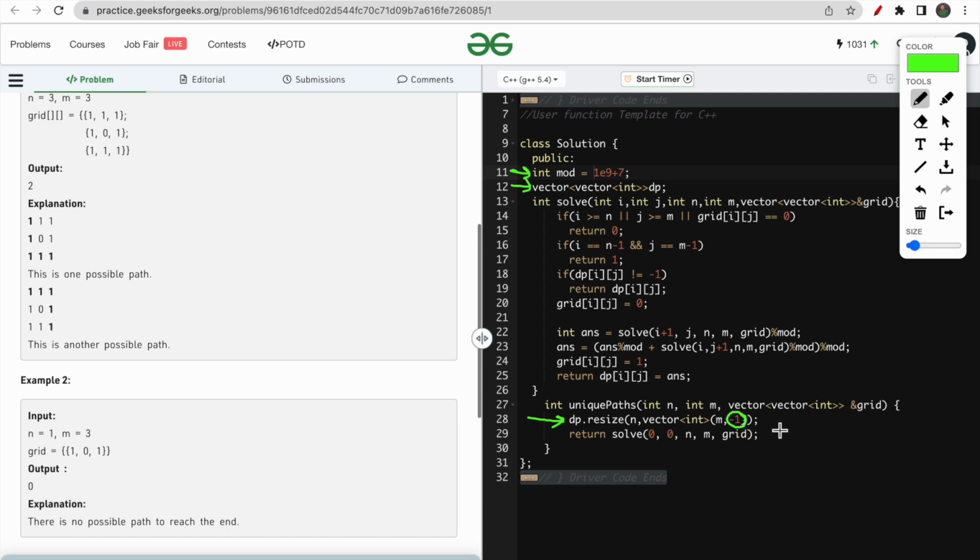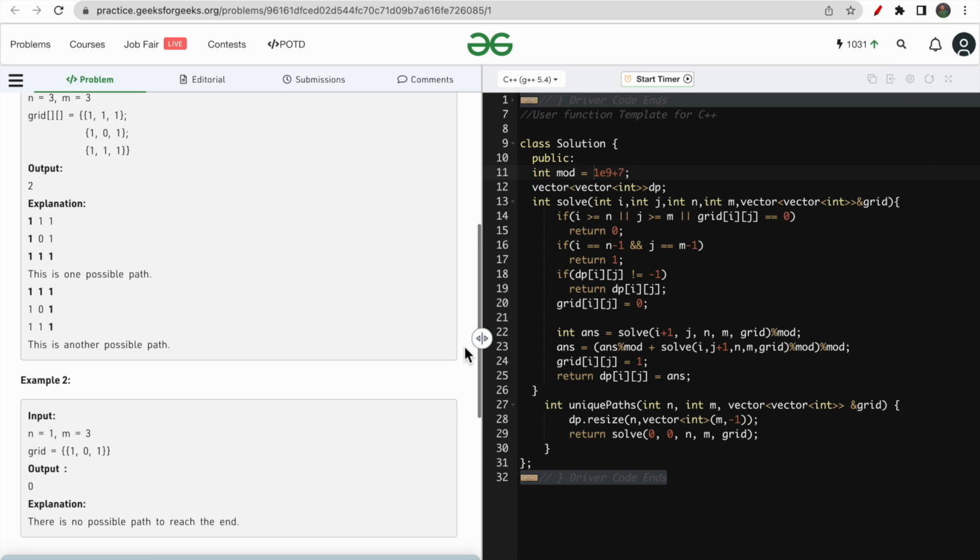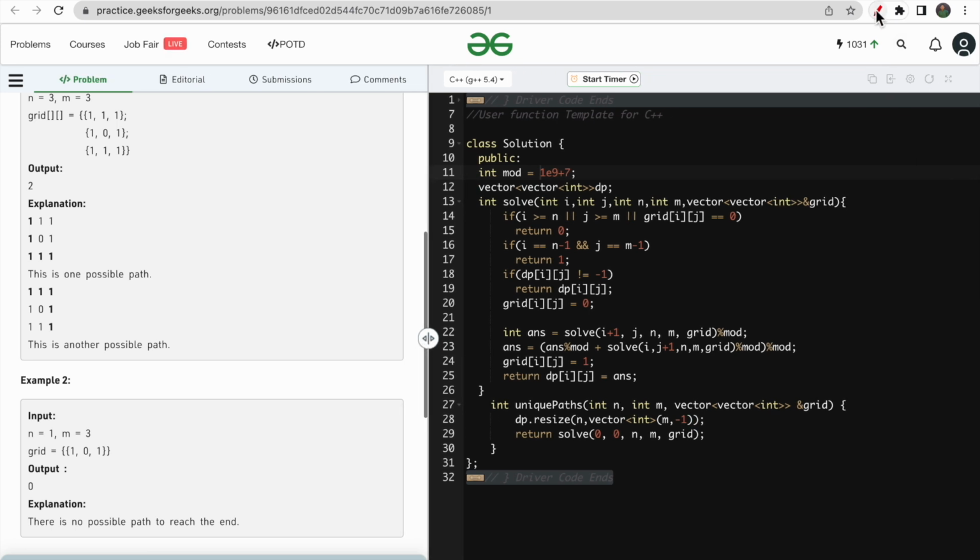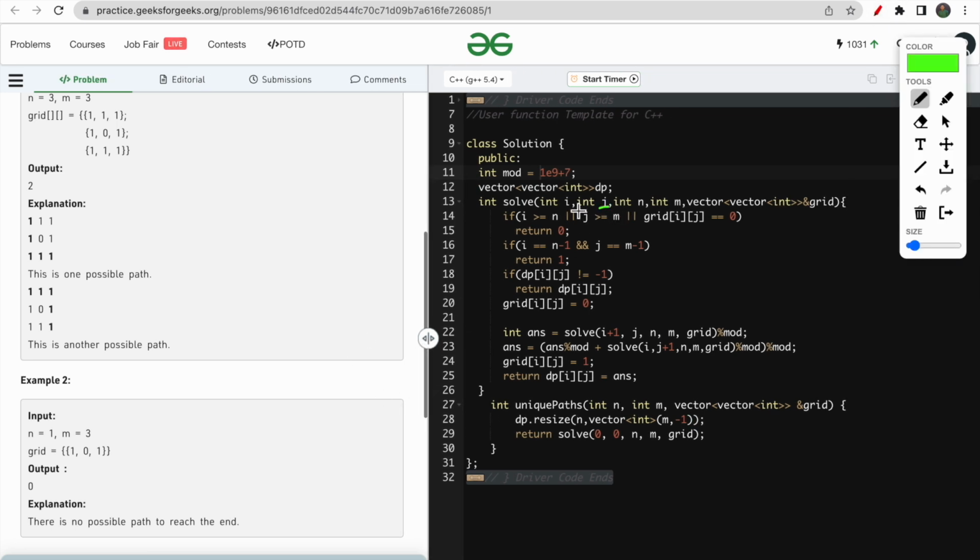-1 means not visited, or we don't have any value for that particular cell, and we then called the solve function. In this solve function we passed the two indices i and j, the coordinates of the cell, the total number of rows and columns, and the grid. This is the base condition that we wrote: if i is greater than or equal to n, or j is greater than or equal to m, or grid of ij equals 0, that means we can't visit. If it is 0, then we return 0.